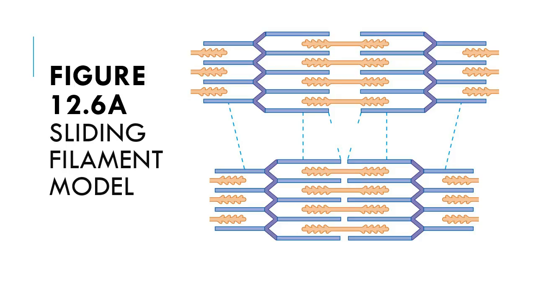All right, so again, the A band remains unchanged, but the H zone and the I bands become smaller during contraction because the thin filaments overlap more of the thick filaments in the contracted state. Which way do the Z lines move? They move towards the M line during contraction, and they will recoil in the relaxed state.